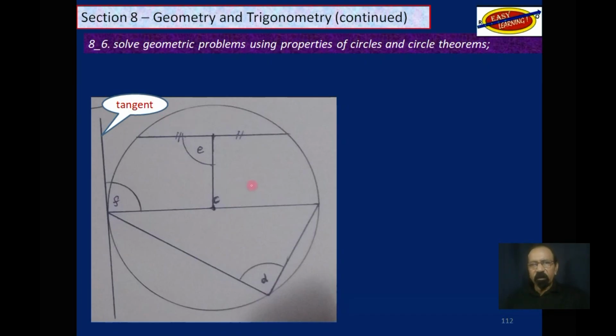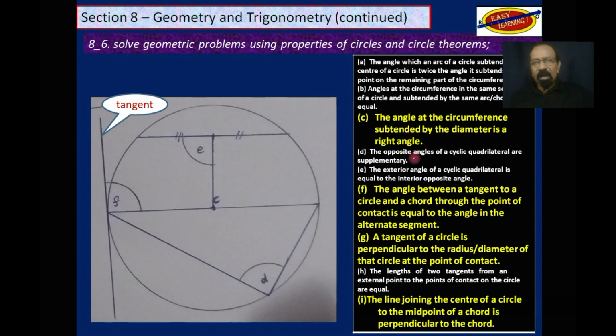Let's consider this diagram here. We want to find D, E, and F in terms of a number. Now I have highlighted the theorem that we need to use on the right here. D. D is 90 degrees, and how do we know that? Because of this theorem here. The angle at the circumference subtended by the diameter is a right angle. See, this is a diameter, and this angle here is subtended at the circumference by that diameter, so it is 90 degrees.